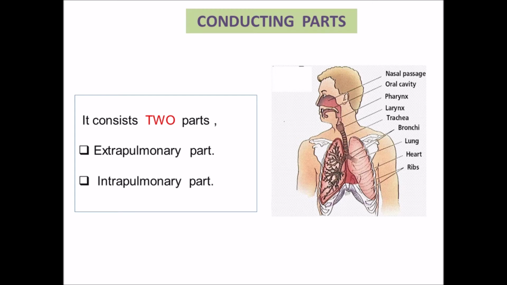The conducting part conducts the air to the respiratory portion of the lung. It is mainly supported by hyaline cartilage, which is C-shaped in trachea and is replaced by the cartilaginous plates as the bronchus divides, and finally these cartilaginous plates disappear. This conducting part has two parts. One is the extrapulmonary part and the other is the intrapulmonary part.